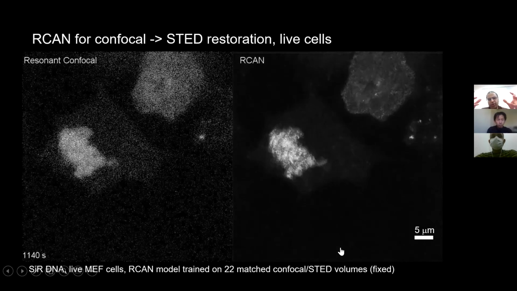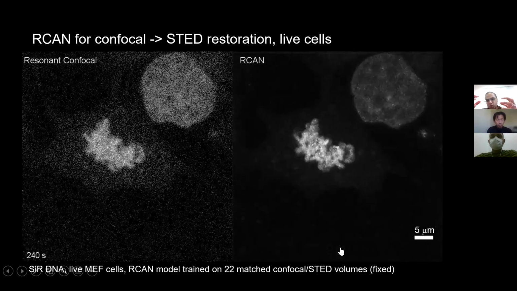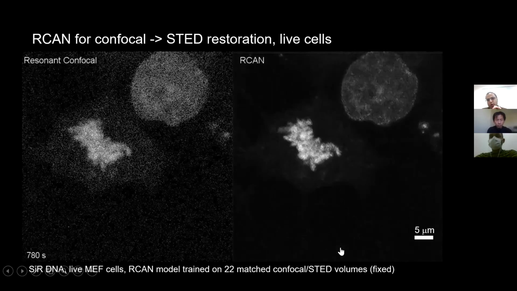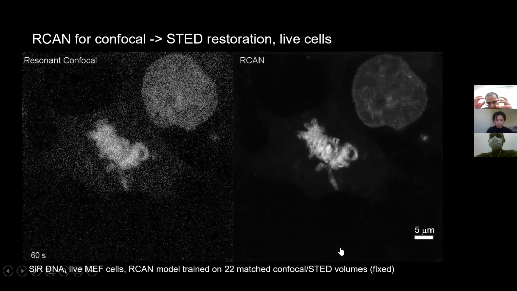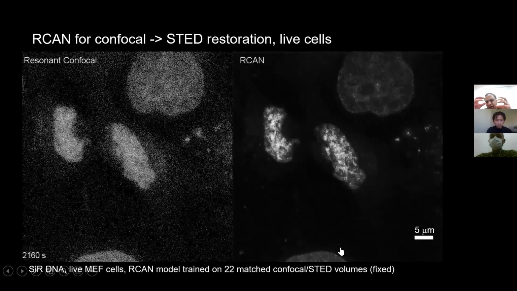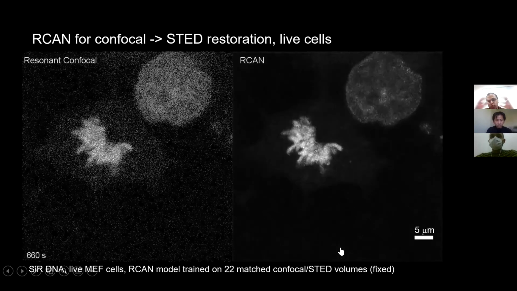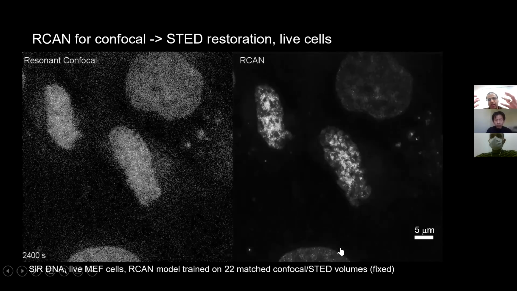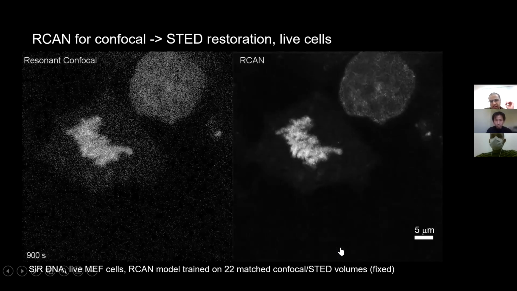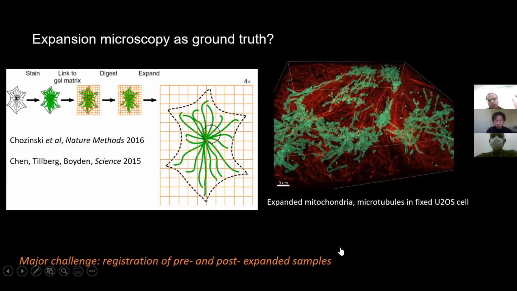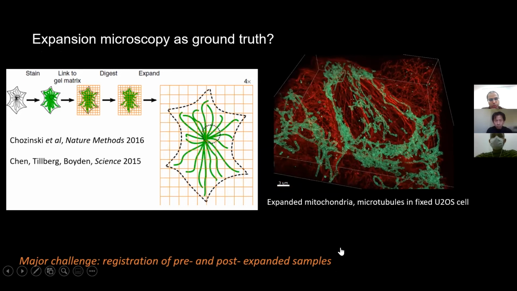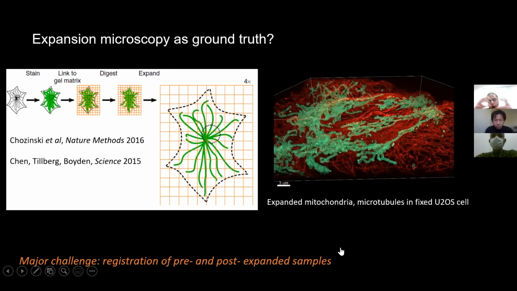We also wondered if we could train RCANs to improve the instant SIM, that's the high-speed structured illumination microscope that I mentioned before. The problem in the instant SIM is we didn't have a means on the microscope of improving resolution. So we didn't have a STED that we could use to get improved resolution ground truth. And so we turned to this other method, expansion microscopy, which you may have heard of. This was developed by Ed Boyden a couple of years ago. And I think of this as kind of a copy and paste.